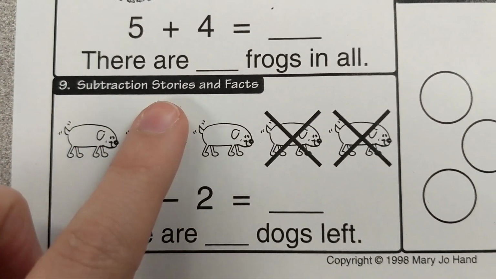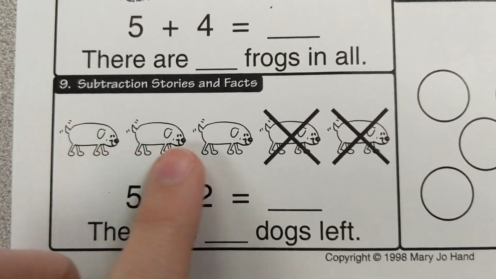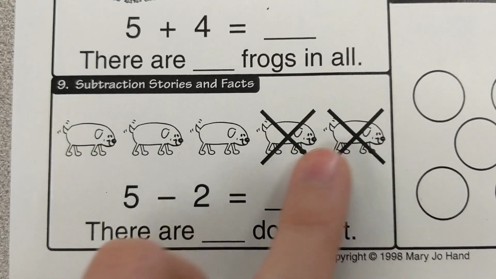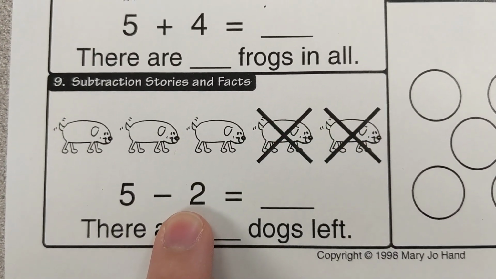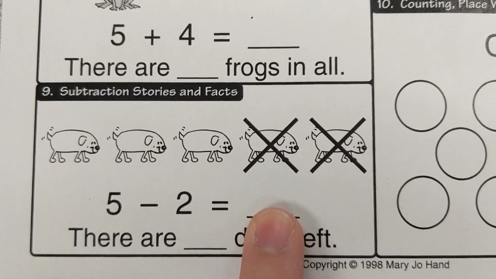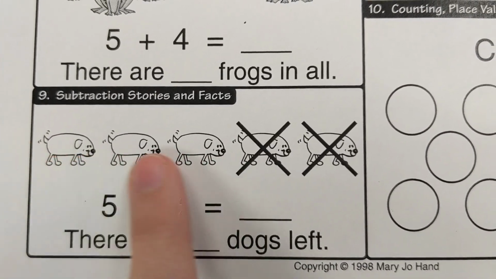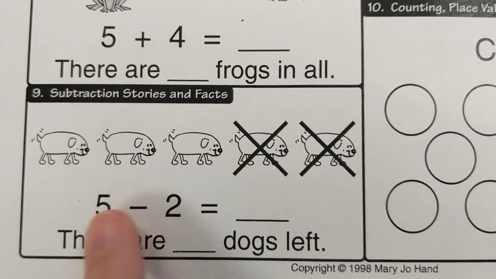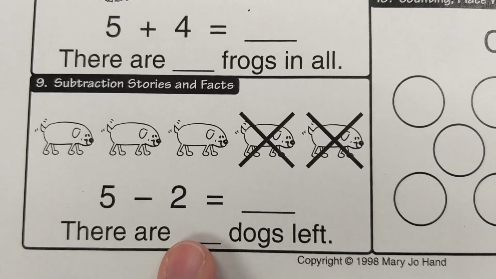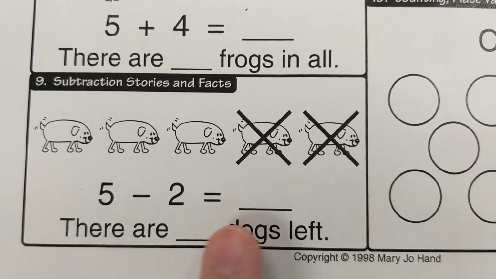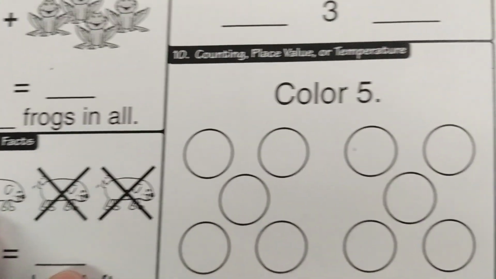Number 9, subtraction, stories, and facts. We're going to see how many dogs we started with. 5 minus 2 dogs that are crossed out, and how many dogs are left. Again, you're going to count and see how many are not crossed off. 5 take away 2 is, write it here. And then again, write it down here. There are blank dogs left. Write how many dogs are left.